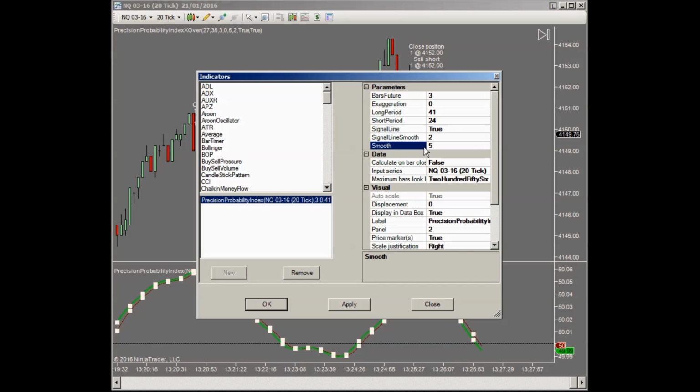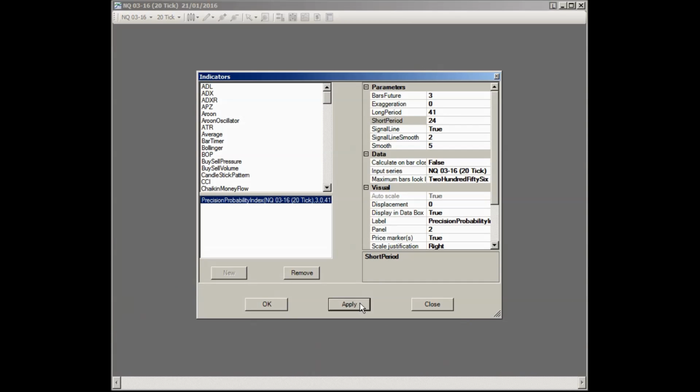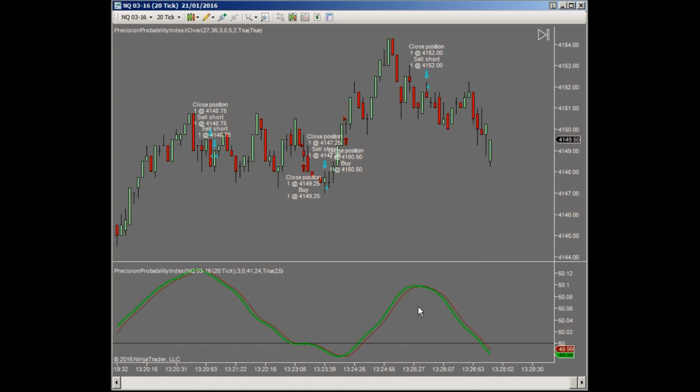The smoothing of the main green plot is 5 at the moment, but if you find it over trades you can increase this to 10 or 20. Then the signal line is quite fast because it's 2. If you want it to go slowly, you can change that to 20 or 10 or 8 or something. So we've got 41 and 24. Let's apply that, so the indicator plot will change.